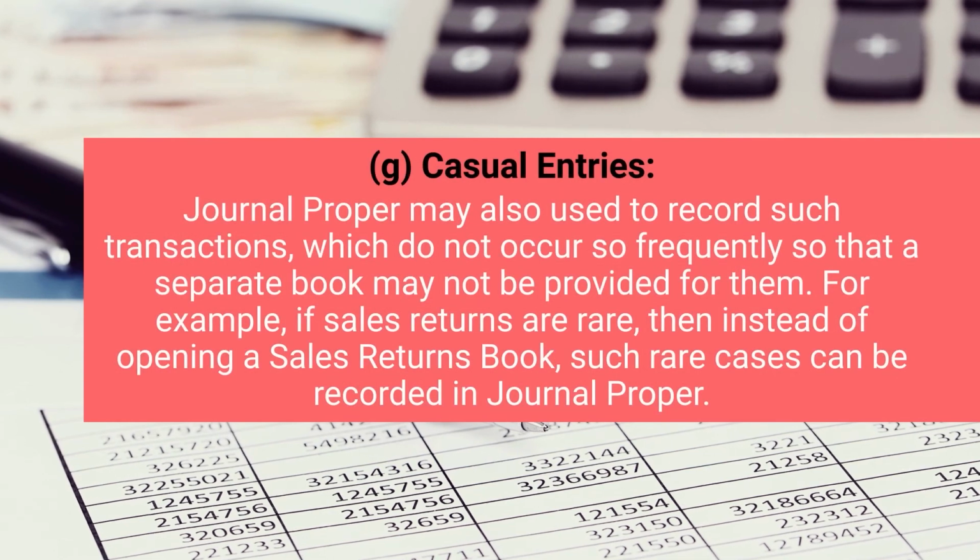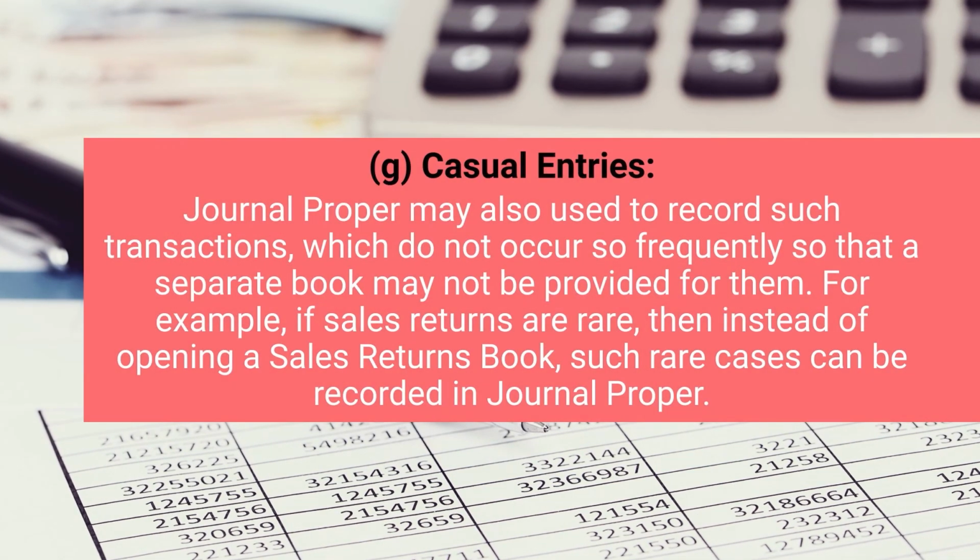Then the last one is casual entries. Journal proper may also be used to record such transactions which do not occur so frequently, so that a separate book may not be provided for them. For example, if sales returns are rare, then instead of opening a sales returns book, such rare cases can be recorded in journal proper.